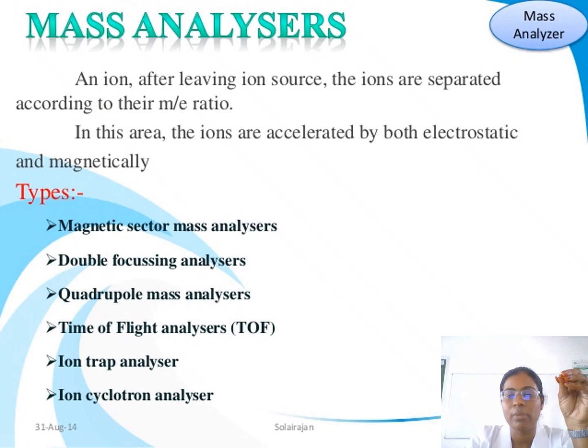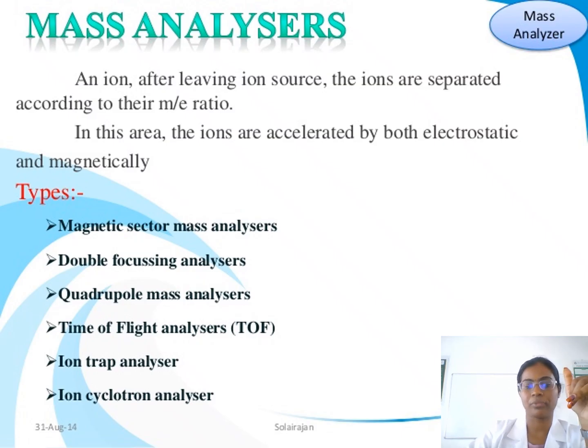So what are the types of mass analyzer? The magnetic sector mass analyzer, double focusing analyzer, quadrupole mass analyzer. Quadrupole mass is very important, then time of flight analyzer, ion trap analyzer, and ion cyclotron analyzer.